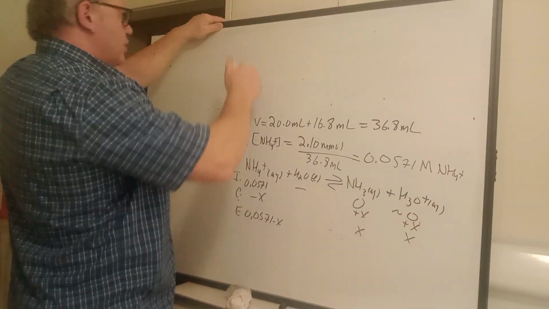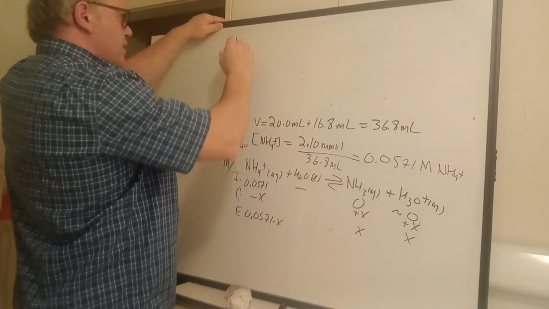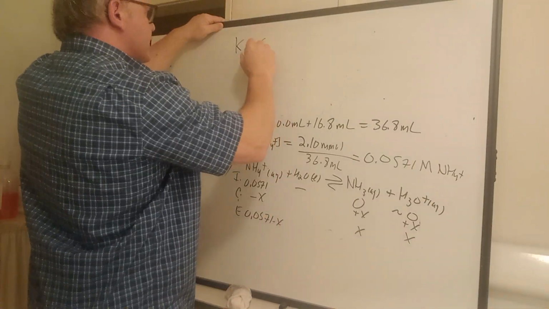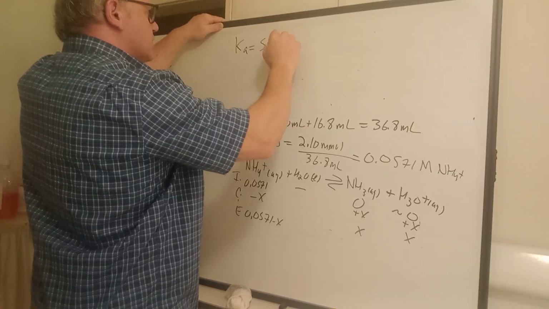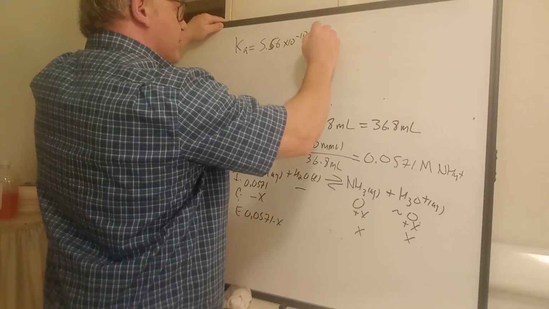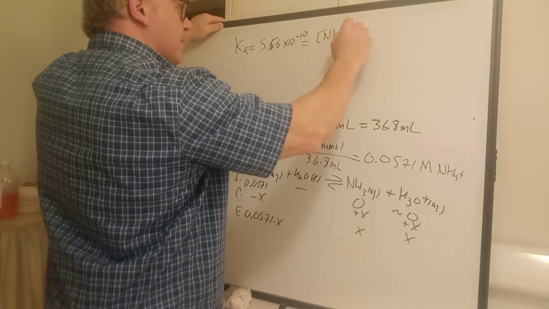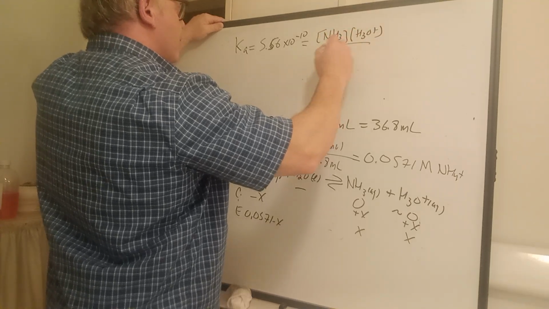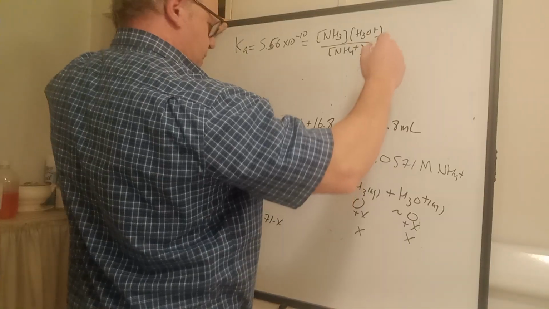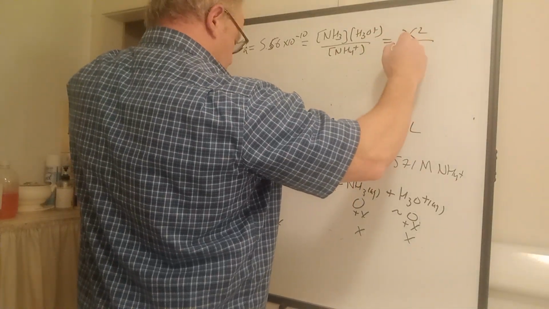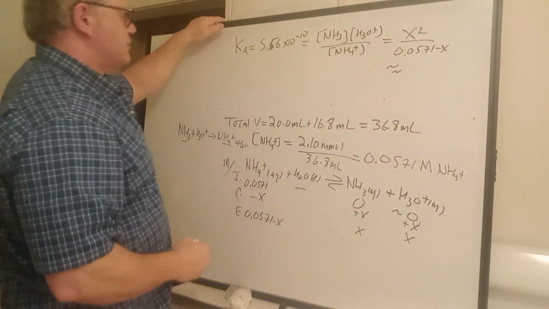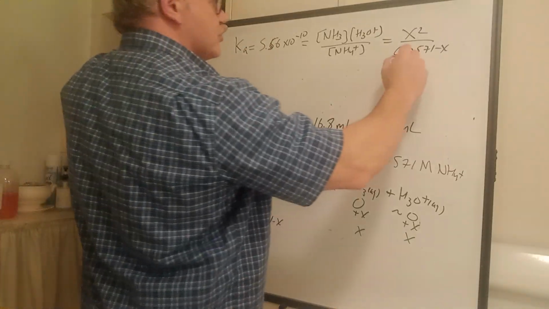So let's see what this is. This is a Ka equal to whatever that number was before, 5.56 times 10 to the minus 10. That's equal to products, ammonia times hydronium, over ammonium, which is equal to X squared over 0.0571 minus X, and I'm definitely going to approximate it. Look how small Ka is. This is going to be X squared over 0.0571.